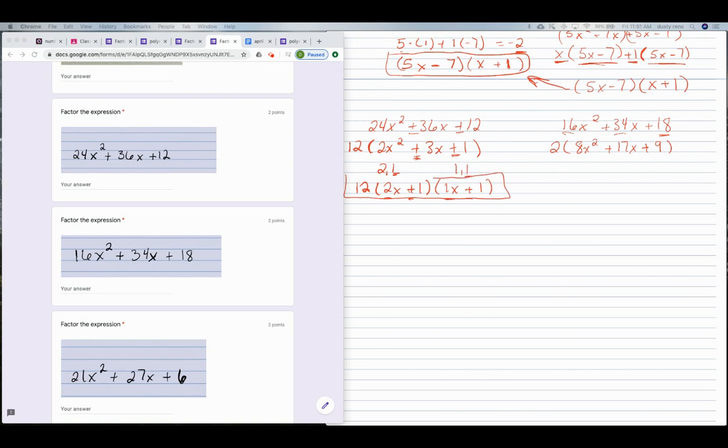So this one we have 12 times 2x plus 1 times x plus 1. That would be that factored all the way out.